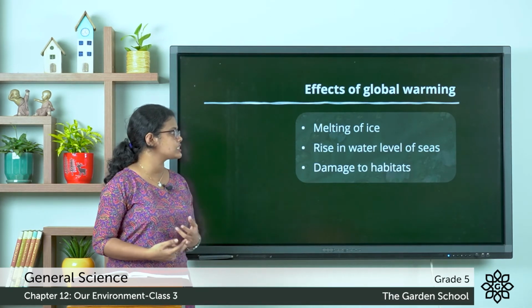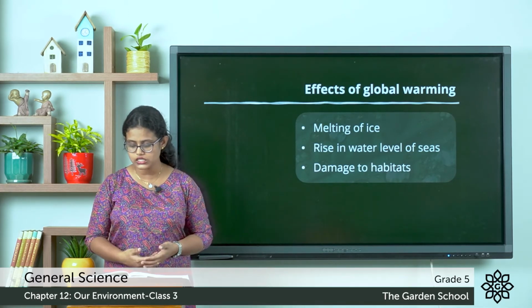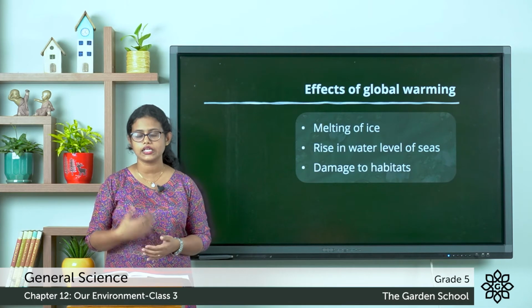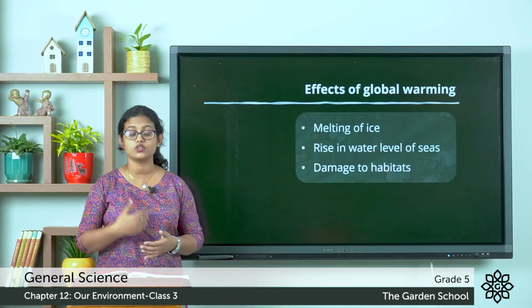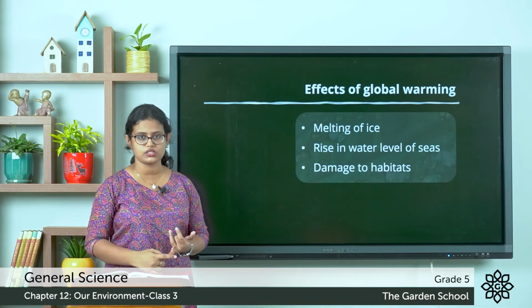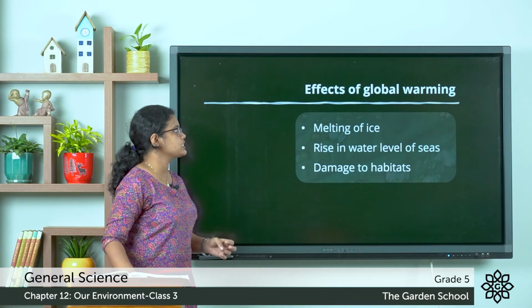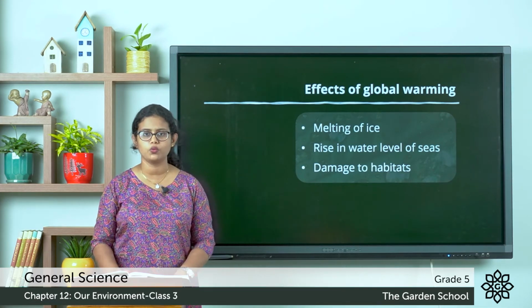The second thing is the rise in the water level of seas. The water level in the seas will start to rise, and rising sea levels will submerge several coastal regions. The third one is damage to habitats. So these are the effects of global warming.